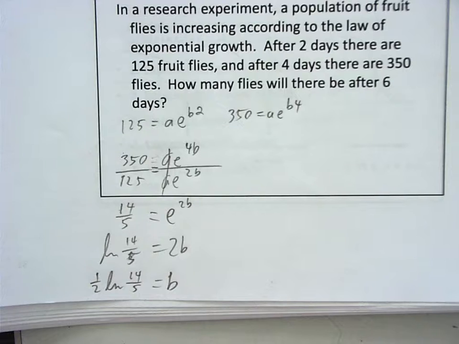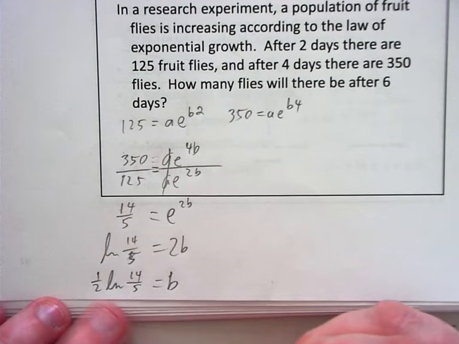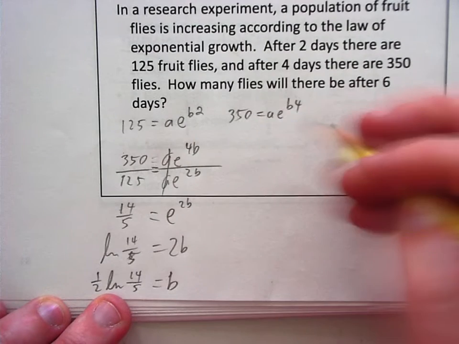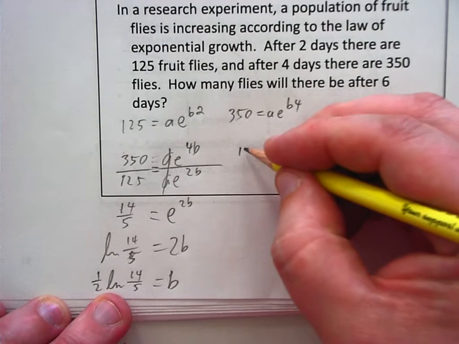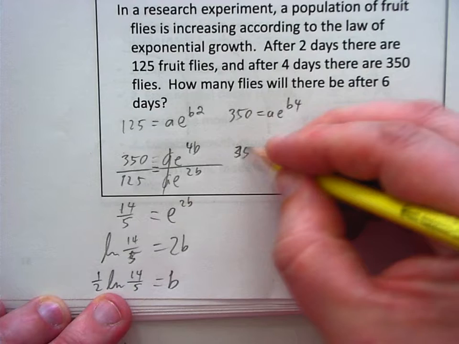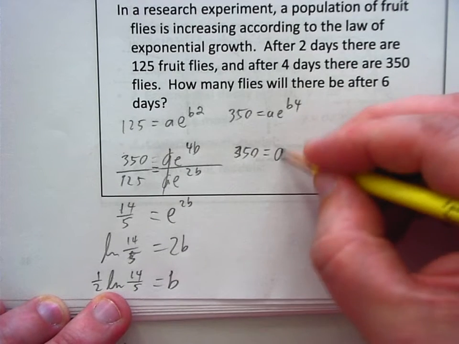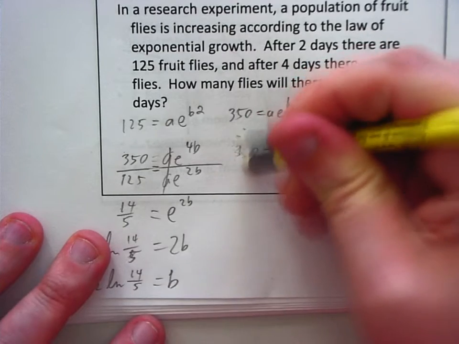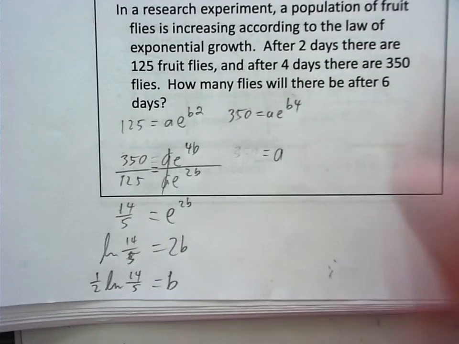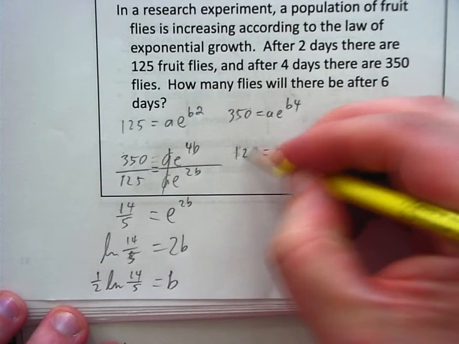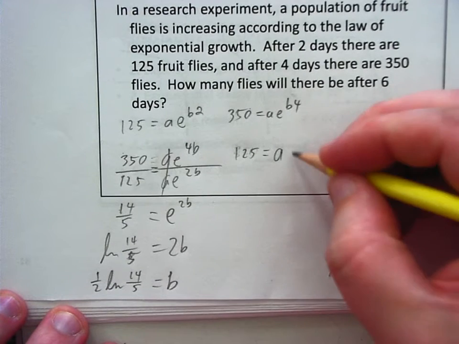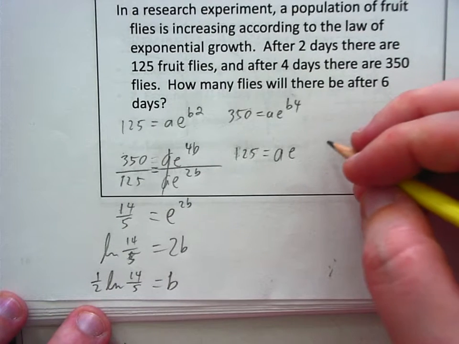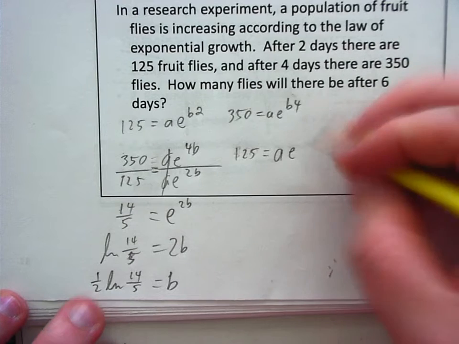Now what do I need to do? I need to plug it in and get a. So I'm going to plug it back into one of these two equations. It does not matter which one. So if I do 350 is equal to a times, actually no, let's do it this way. Let's do the 125 because it's going to be a little bit easier. Does anybody see why it's going to be easier? Look at your exponent. Yeah, the 1/2 and the 2 are going to cancel.